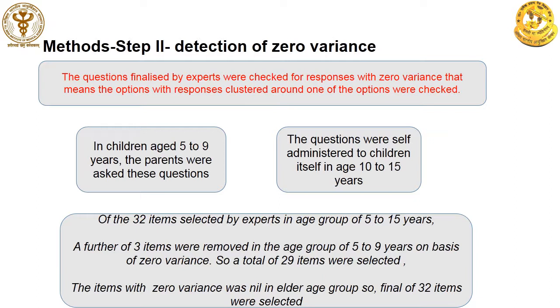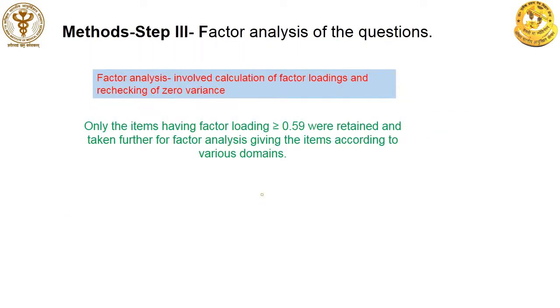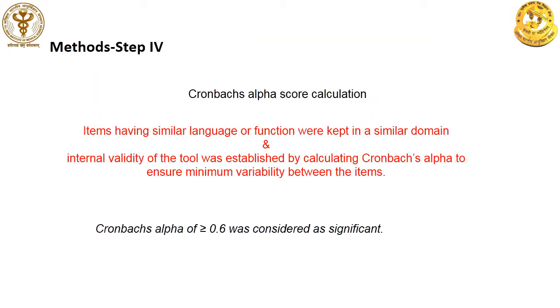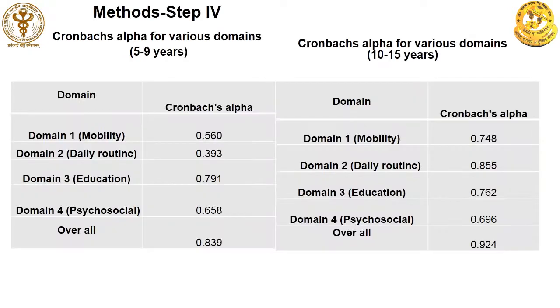So after checking for zero variance, it was found that in the lesser age group 5 to 9 years, 3 questions were the ones which had zero variance, that is, most of their responses were clustered around one of the options, whereas in the higher age group analysis. So factor analysis involved calculation of factor loadings and rechecking of zero variance, and only the loadings having values more than or equal to 0.59 were retained and were subject to determination of Cronbach's alpha. Cronbach's alpha ensures minimum variability between the items, and it checks for the internal validity. A Cronbach's alpha of more than 0.6 is considered as significant.